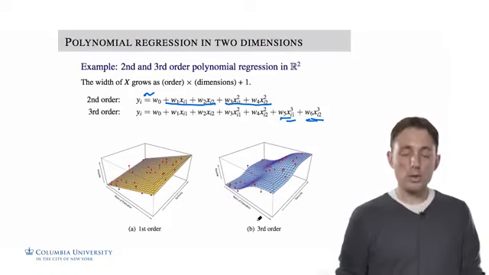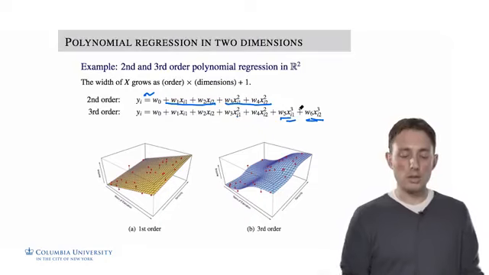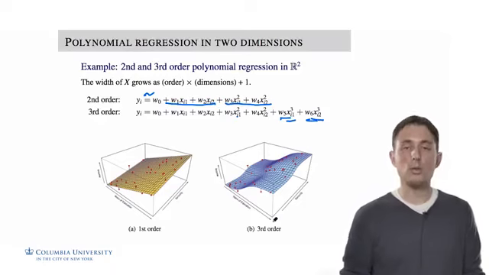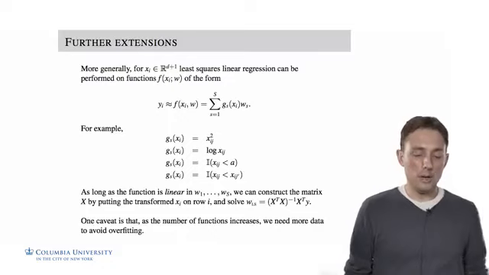If we now want to do a third-order polynomial instead, we get a function that can look like this, where we've simply taken the two-dimensional inputs, performed these squarings and cubings of their values, and turned it into a seven-dimensional problem instead of a three-dimensional problem, including the offset. So what are some further extensions that we can do of this model?